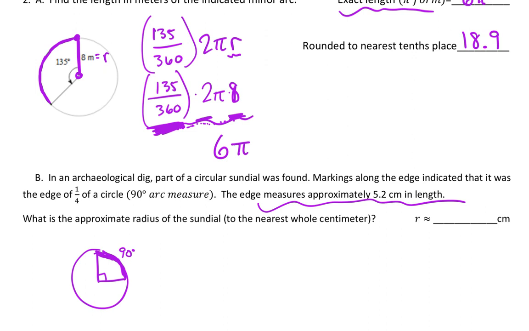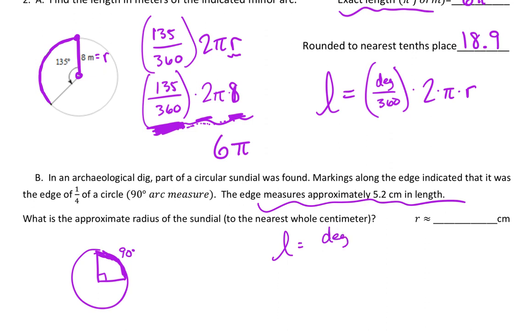In the previous problem, we used our formula for the length of an arc, and we said the length is equal to the degrees out of 360 times 2 times pi times r. Well, in this one, we're going to use the same formula. The length equals the degrees out of 360 times 2 times pi times r.